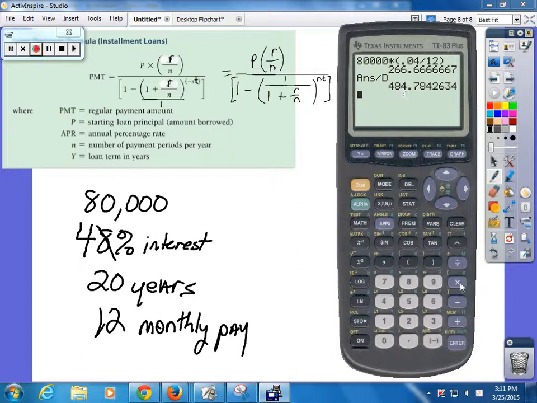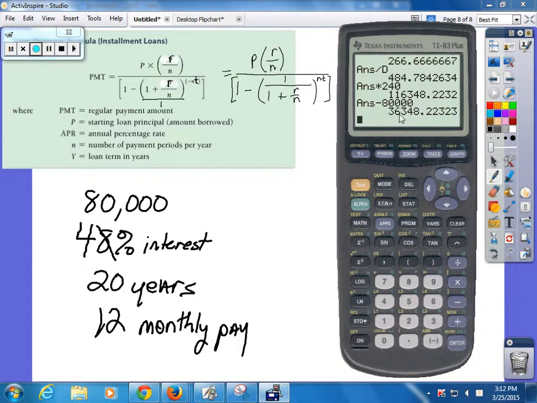Now multiply that by 240 minus 80,000. Oops, that's 800,000 to work. That's not a whole house.